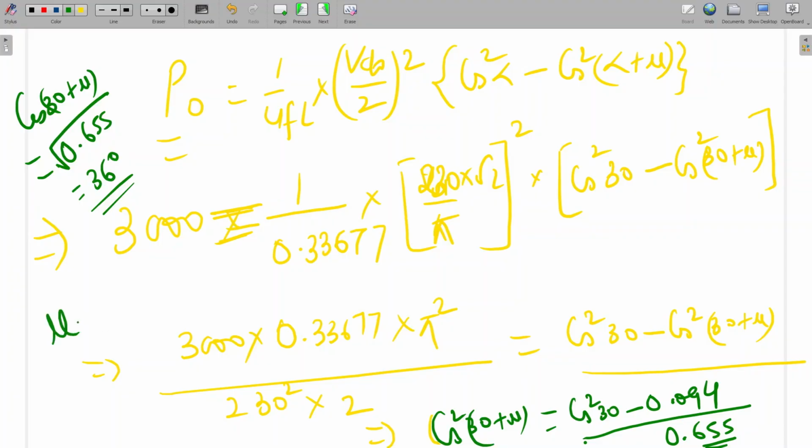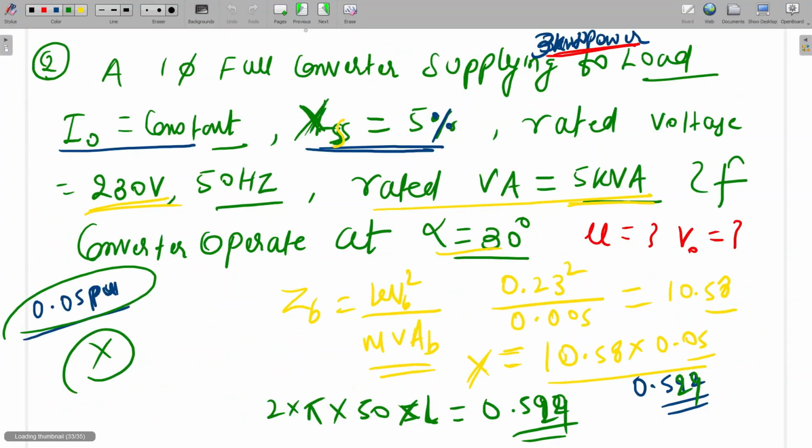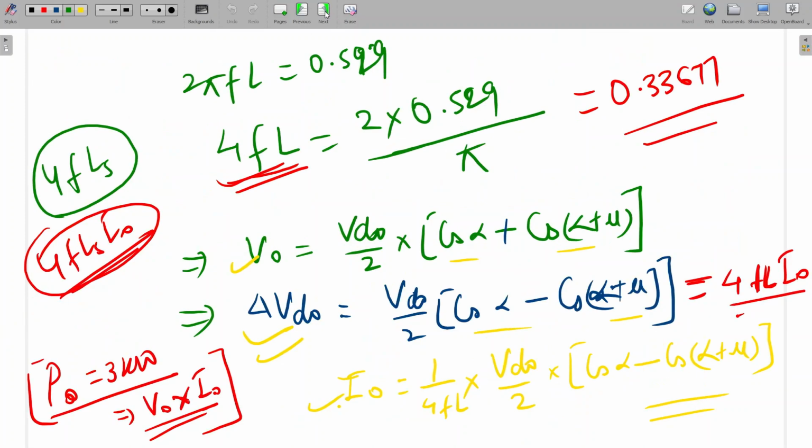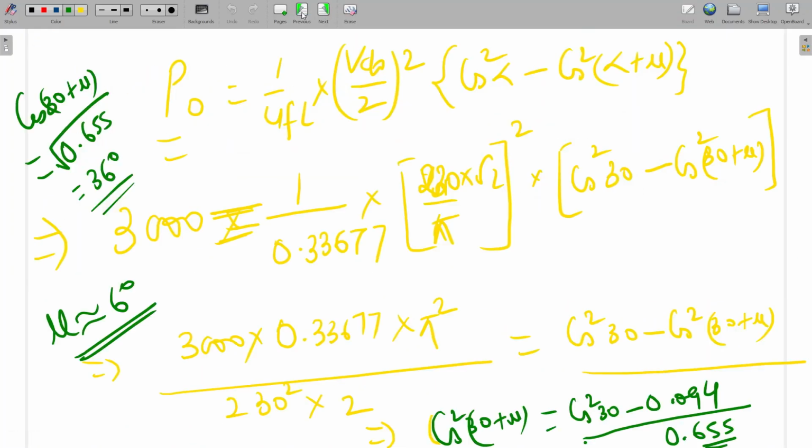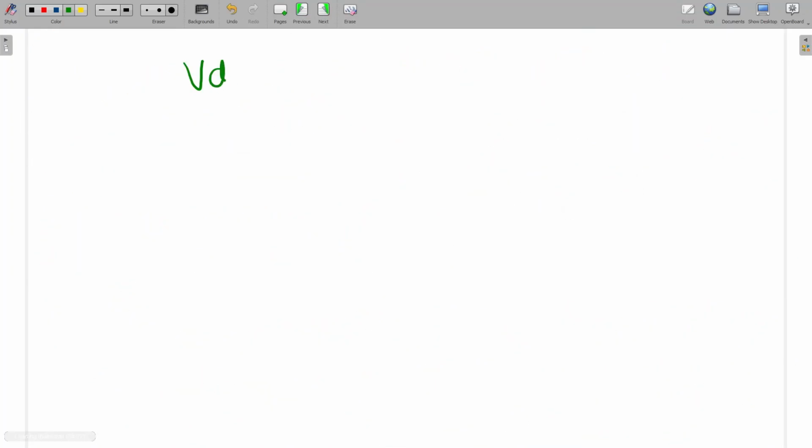Mu is almost 6 degree. Now we can calculate the average voltage also. Average voltage was also asked there, I think. So you can calculate that by yourself. We already know the value. So average voltage will be Vd0 upon 2 into (cos alpha plus cos(alpha plus mu)).